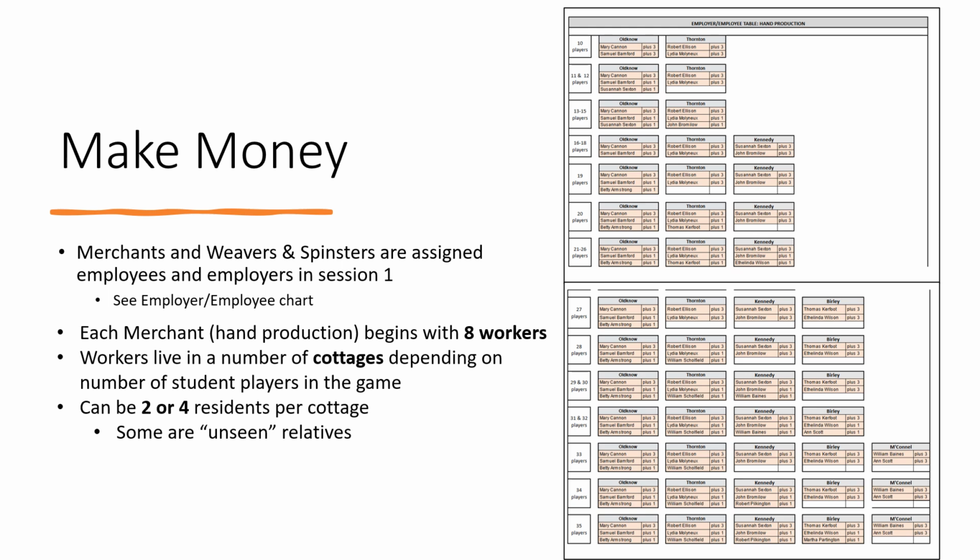But the student player is just 1 person in that cottage, and the other people are unseen relatives, aunts, uncles, cousins, brothers. The student player commands the labor of their relatives. So if the student player decides to change employers, or if they get paid a higher wage, or if they decide to join a factory, all the other residents in the cottage will go with them.